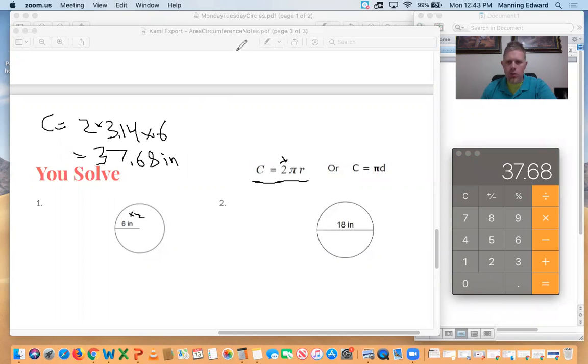All right, this one, I'm just going to use the calculator on this one. I got 18 times, now think about what formula I'd want to use, this one or this one. Well, they give me the diameter, which is all the way across. So I'm going to use this formula, diameter times pi, times 3.14, 56.52. So it equals, let's see, not that.